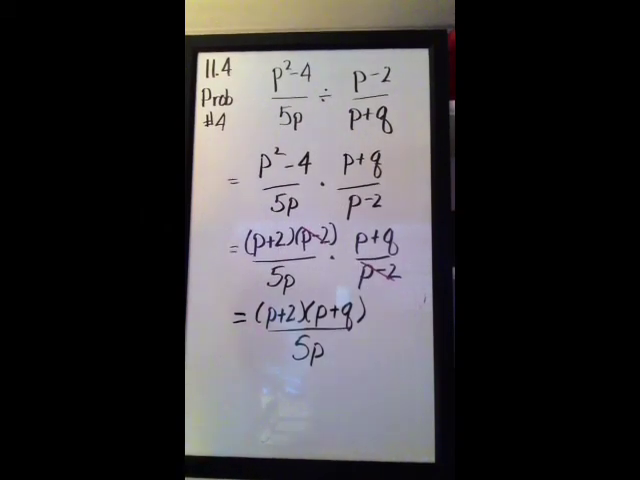Okay, and let's check your work. So I flip the second fraction, so I have p squared minus 4 over 5p times p plus q, which is now in the numerator, over p minus 2. This is a difference of squares. It factors to p plus 2 times p minus 2. I can cancel the p minus 2's, and now I just multiply across. So again, I'm leaving these factored, p plus 2 times p plus q over 5p, so that you can compare their answers.